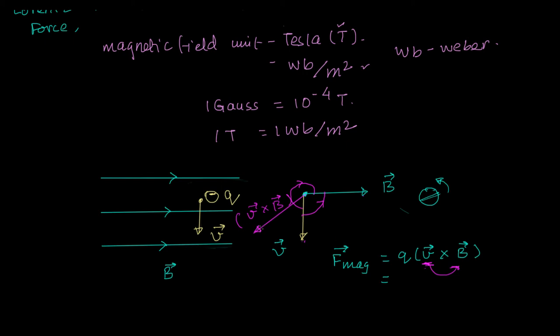So the direction of V cross B is that. But that is not the force. Force comes in when you multiply it with Q. And Q, we have stated, is a negative charge. So it becomes a scalar multiplication of this vector. We know that this is a vector. This vector points outward. Now I multiply this by a negative number. What is going to happen? We have seen that multiplying a vector by a negative scalar changes the direction of the vector.